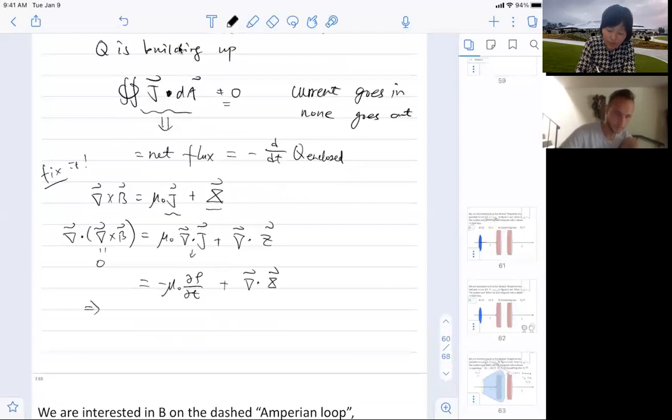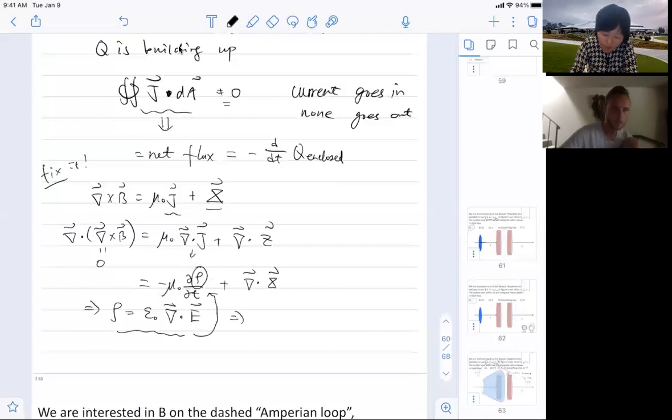So I know that rho is epsilon naught times the divergence of E. This is Gauss's law, I know this. So I'm going to plug in rho in here. I get negative mu naught times epsilon naught d/dt of the divergence of E, plus the divergence of this unknown quantity is zero.